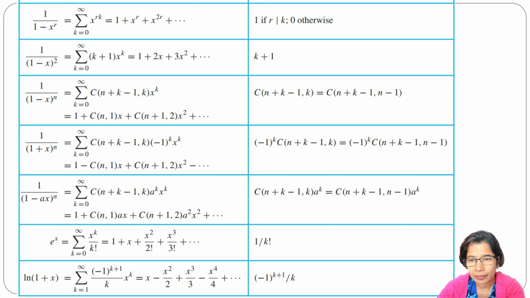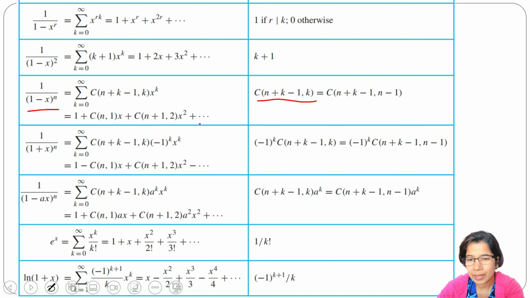Next, 1 divide (1 - x)^n equals summation of k equals 0 to infinity C(n+k-1, k) x^k. I already explained this formula, just go through the lecture. That equals 1 + C(n,1) x + C(n+1, 2) x^2. Like this it will continue. Here what is a_k? a_k equals C(n+k-1, k), or you can say C(n+k-1, n-1). This is for 1 divide (1 - x)^n.